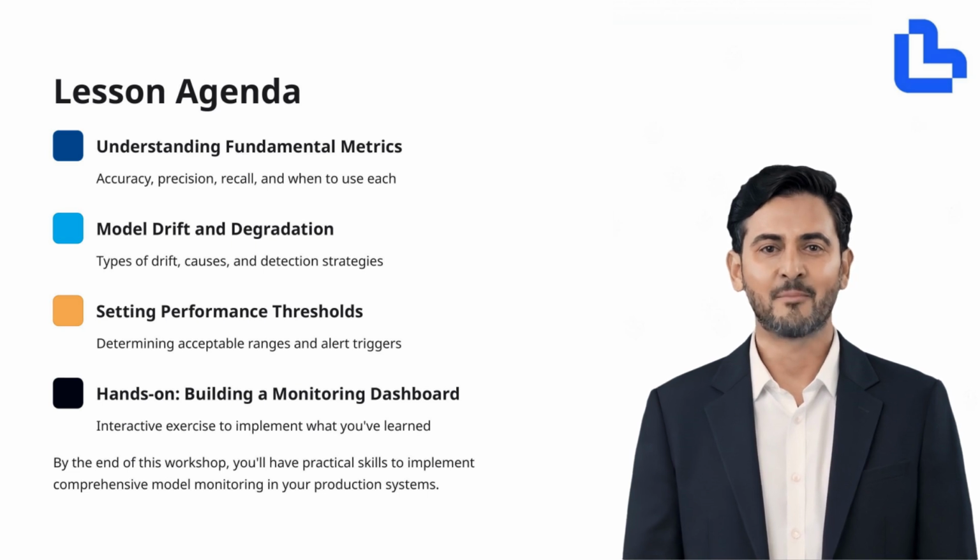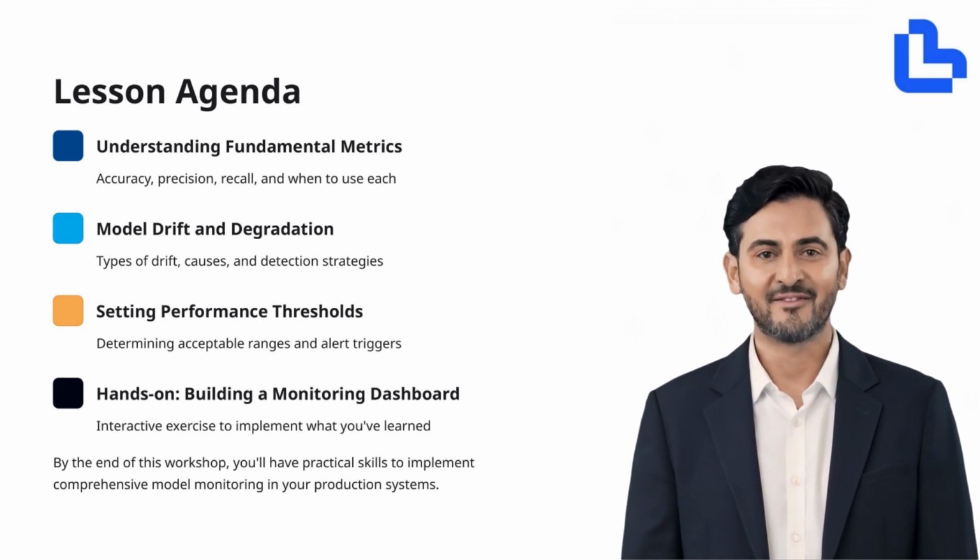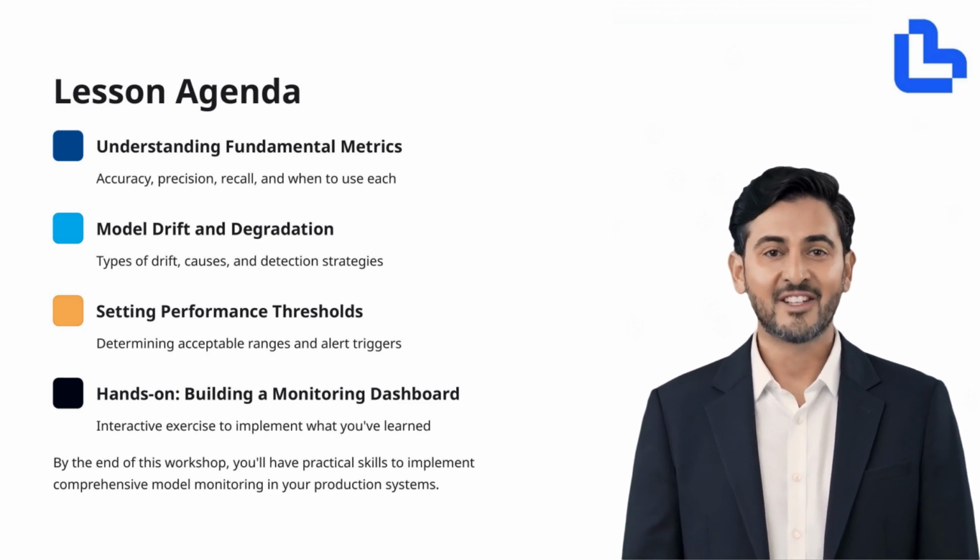Next, we'll dive into model drift and degradation. This is where things get real in production. Models don't operate in a vacuum. They're exposed to changing data, evolving user behavior, and shifting business contexts. We'll examine the different types of drift, what causes them, and how to detect them before they impact performance.